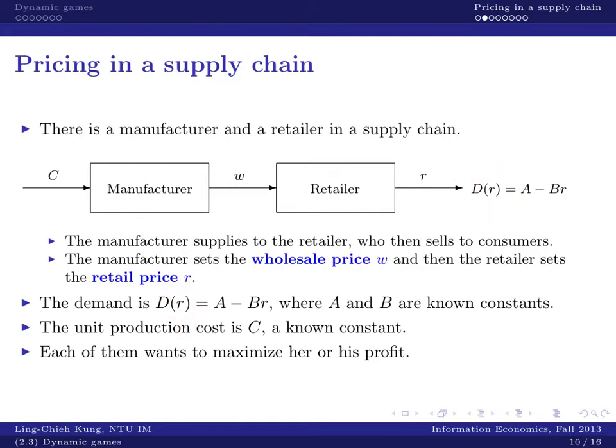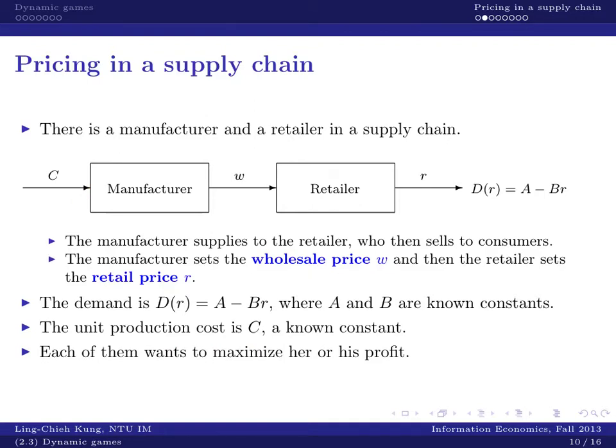I don't care about the wholesale price, and that's because all I can see is the retail price. We assume the demand is a function of R, which is A minus BR, a usual linear decreasing demand function. A and B are just known constants. We assume there is a unit production cost C. This is the cost for the manufacturer to get 1 unit of product.